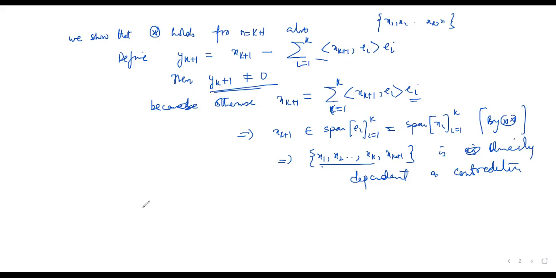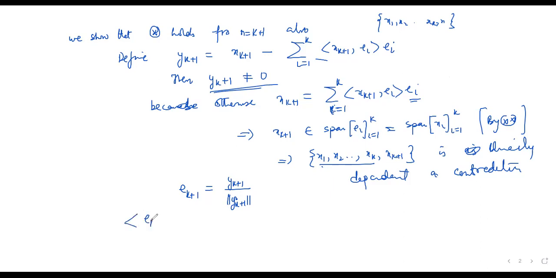Now what I do, I take ek+1 to be yk+1 divided by the norm of yk+1. So it's non-zero, so I can divide by its norm. Now my claim is that this ek+1 is linearly independent of e1, e2 up to ek, and furthermore that the spans are equal.